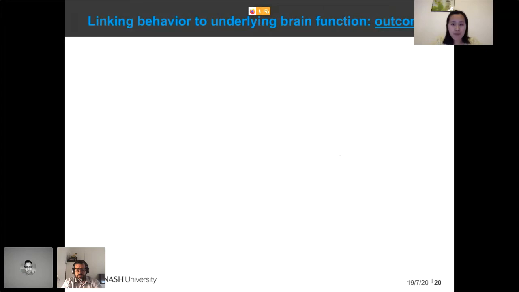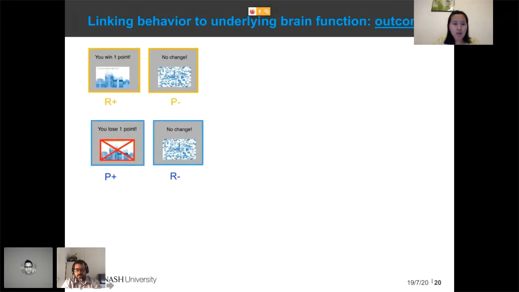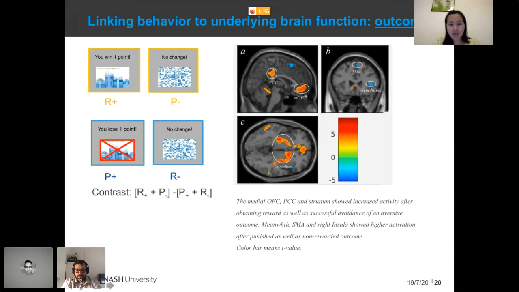Here, firstly, we separated our trials into rewarded trials, missing reward trials, punished trials, and also successful avoidance trials, and then a contrast of rewarded plus punishment missing minus punished plus missing reward was used to test the associated neural correlates. And here we found that the medial FC, PCC, and striatum showed increased activity after obtaining reward as well as successfully avoiding aversive outcomes. Meanwhile, the SMA and right insula showed higher activation after punishment as well as non-rewarding outcomes.